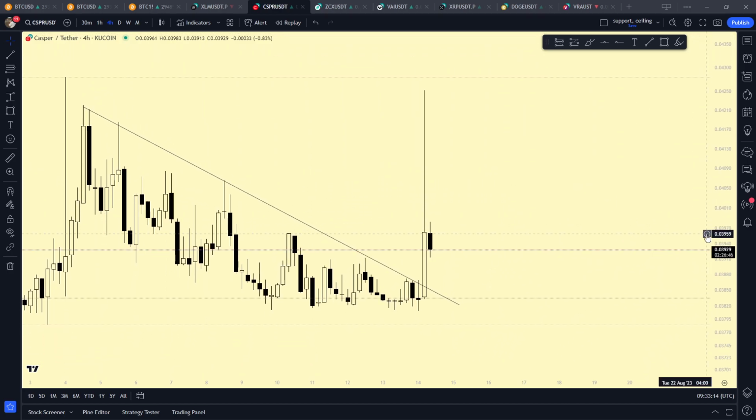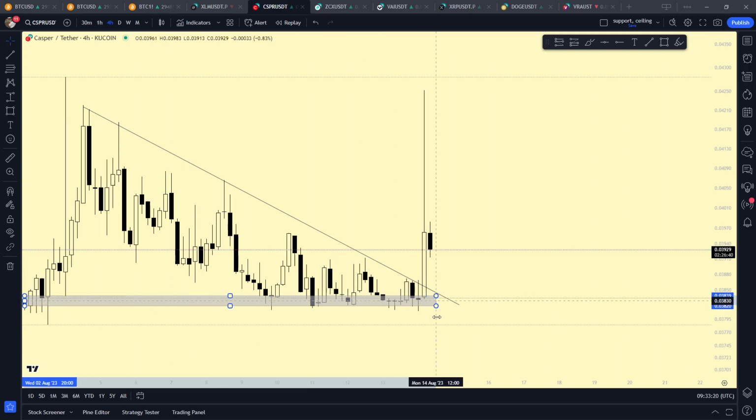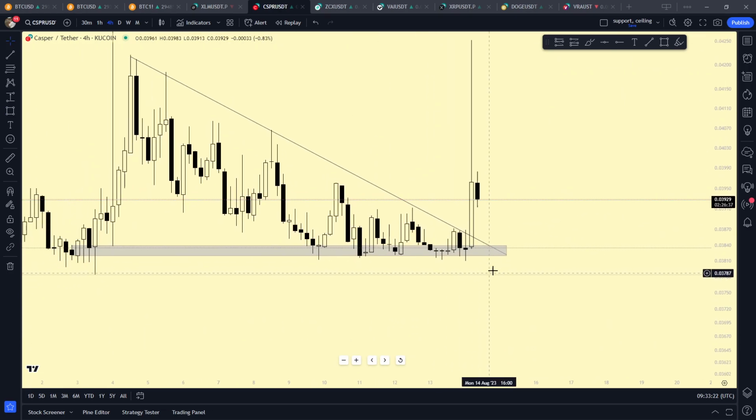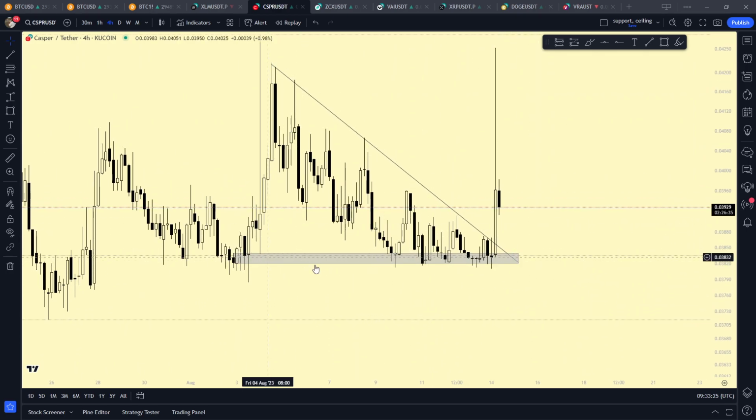I don't really see it right now. I don't really see the future or something right now. It's very difficult with this. I still see this triangle here.